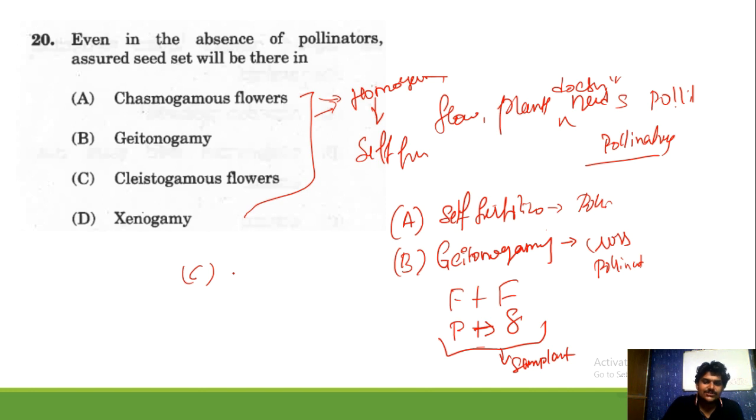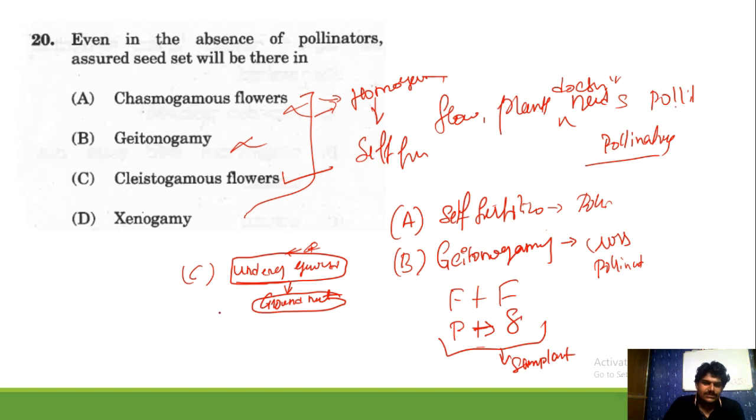Cleistogamous flowers. These cleistogamous flowers are also called underground flowers. I think you can now understand it yourself. Underground flowers don't require any pollinators, because pollinators will not go underground, right? So we don't require any pollinators. For example, groundnut. It doesn't need any pollinators, and still groundnut is generated. So the answer is C. These two are wrong answers.